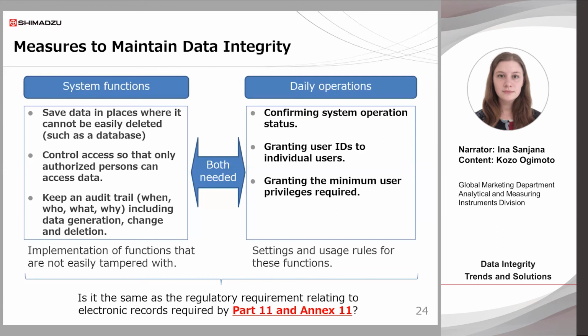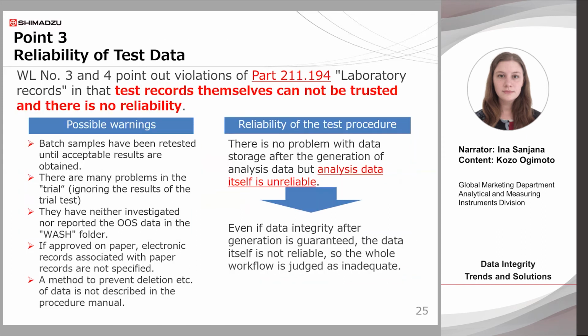In fact, the GMP of PICS is basically the same as the GMP of the EU, and when the GMP of the EU is revised, PICS adopts it. Therefore, the PICS GMP guidelines introduced earlier are GMP, or legal requirements, in the EU. So, the measures outlined in this slide are necessary for data integrity. However, by themselves, they are not sufficient. This is the third point relating to data integrity.